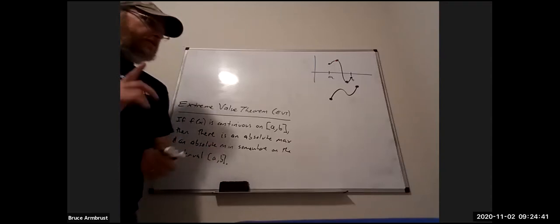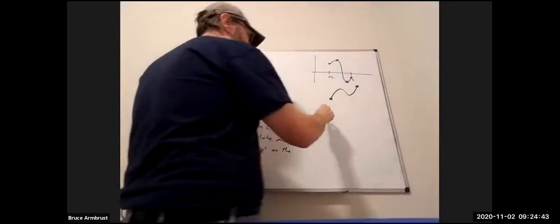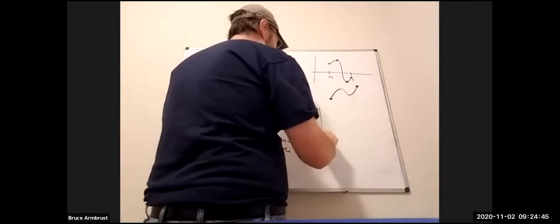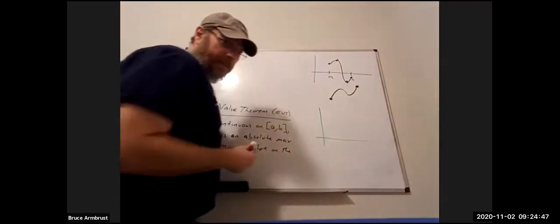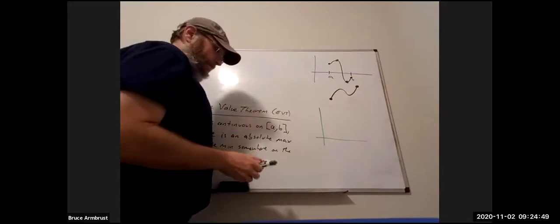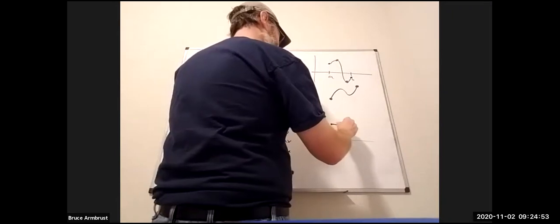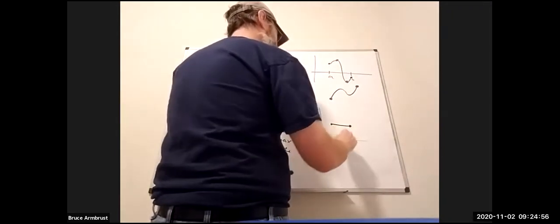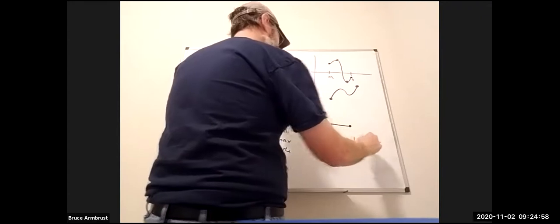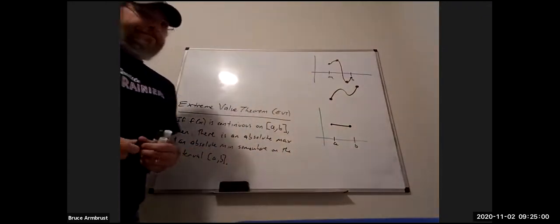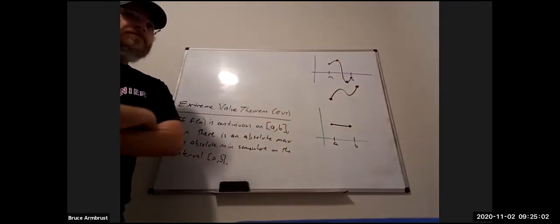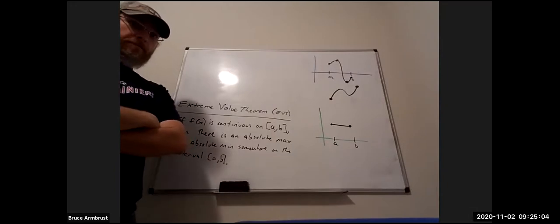Now, I want to do this next example because this is one that a lot of people like to fight me about. Don't fight me about this one, but I understand why you want to do that. But let's just go with a constant function between A and B. So we got a horizontal line.